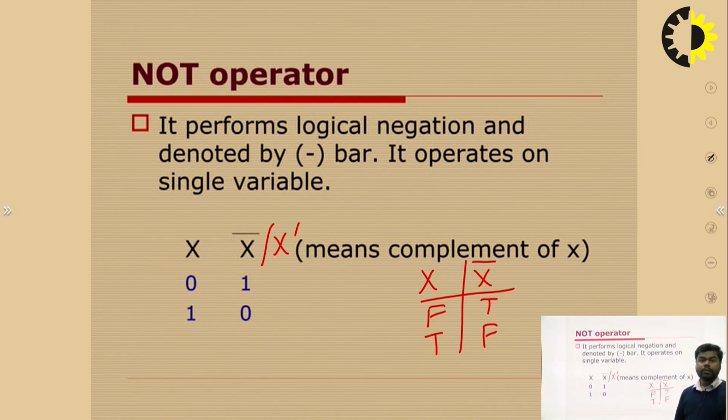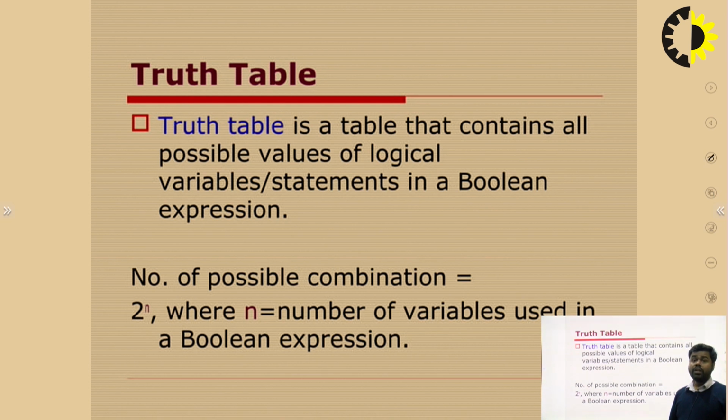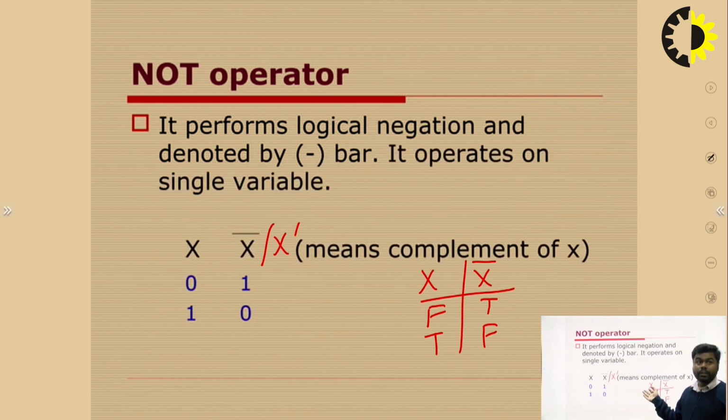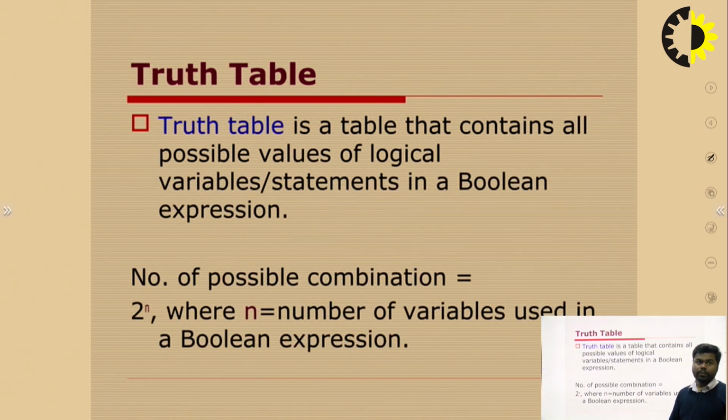Here you can understand about the logical AND, logical OR, logical NOT. Now what we are making over these are the truth tables. Okay, what is the truth table? Now we are going to discuss it. A truth table is a table that contains all possible values of logical variables, statements in a Boolean expression.